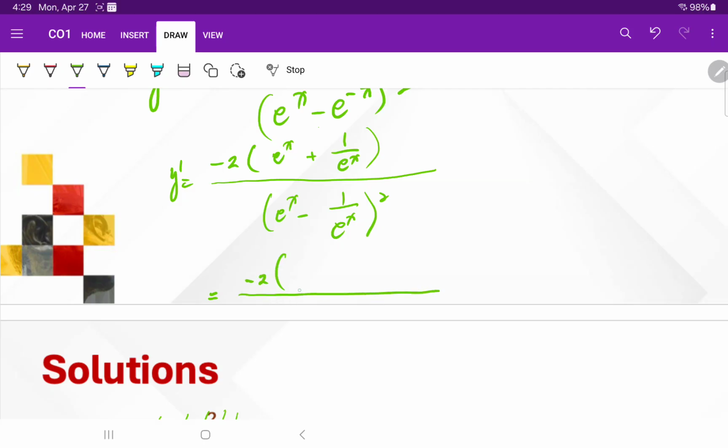You have minus 2 times the LCD, which is e to the x. Our LCD is e to the x. So we'll have what in the numerator? It's like cross multiplying. So you have this one, e to the x, and this one. So it gives you e to the x plus x, so it's e to the 2x minus 1. Right?